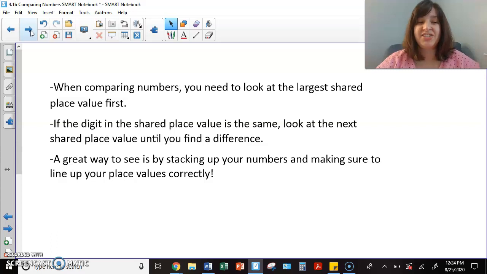So if the digit in the shared place value is the same, you're going to keep looking at the next shared place value until you find two digits that are different from each other. A great way to see this is by stacking up your numbers and lining them up by their place values, and then you can visually see which digits are greater than the other ones.